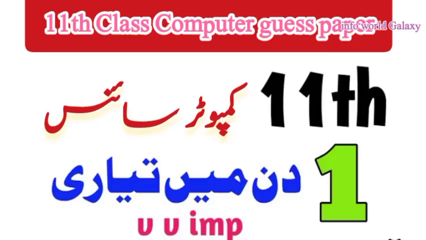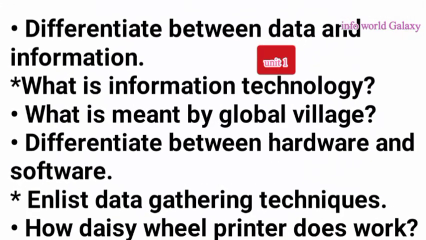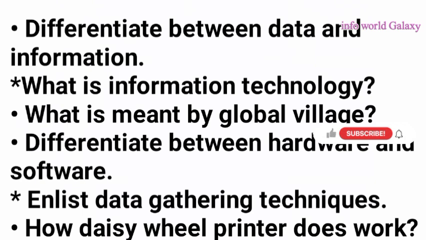11th class computer important guess paper, important short questions. Unit 1, you are seeing on the screen. Differentiate between data and information. What is information technology? What is meant by global village? Differentiate between hardware and software.